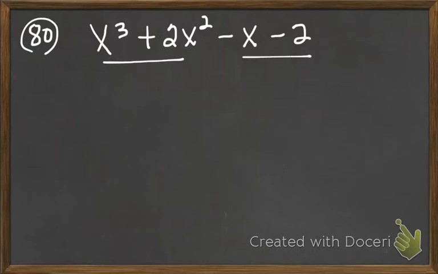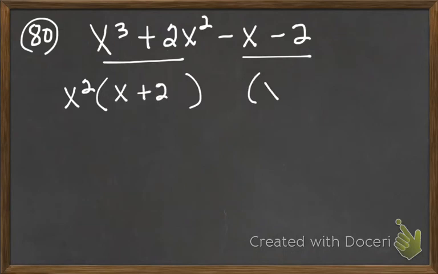We did several of these today in class. The GCF between the first 2 terms is x squared. When we factor out an x squared, we're left with x plus 2. That means we want our next group to be exactly the same thing. So that's going to be x plus 2, and we have to ask ourselves, what can we factor out of negative x minus 2 that will give us positive x plus 2? And the answer to that is a negative 1. Okay, a negative 1 factored out of negative x minus 2 is going to give us positive x plus 2.